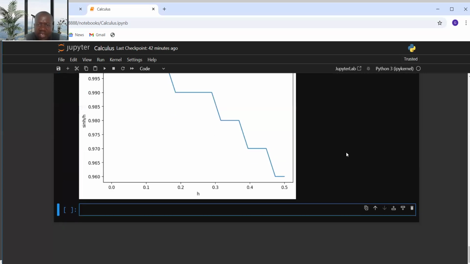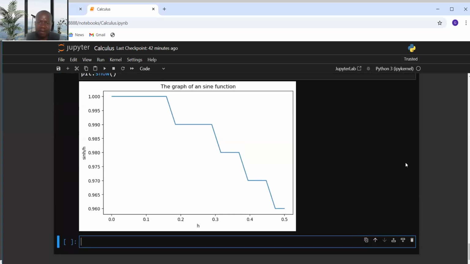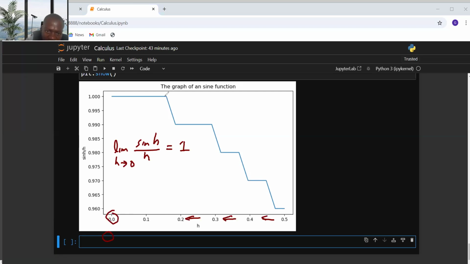You can easily see that the limit, when h approaches 0, of sine h over h becomes 1. It's true because when h comes closer and closer to 0, the function on its own becomes 1, but this is a step size function.